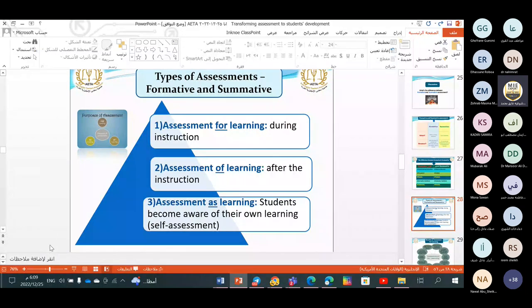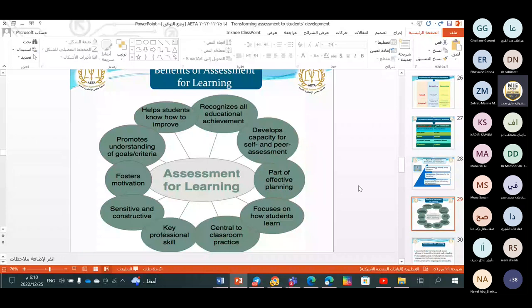Mr. Khaled mentions something important about types of assessment, the formative and summative. He said that there are three kinds of assessment: the assessment for learning, assessment of learning, and assessment as learning. As you see it here, the assessment for learning is during instruction, while you are doing the task, and it is called the assessment for learning. But the assessment of learning is after the instruction, at the end of the instruction. Then assessment as learning, students become aware of their own learning, which is self-assessment. So this is the difference between the three kinds in very simple words, okay?